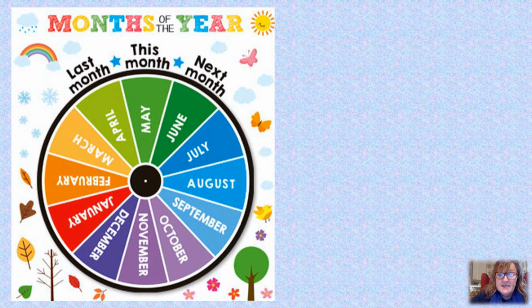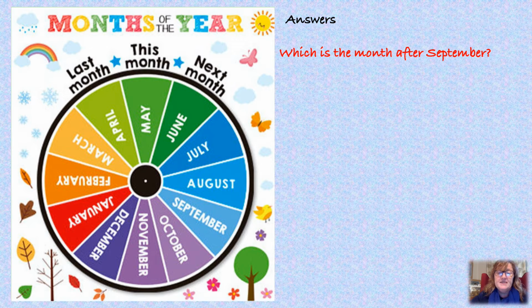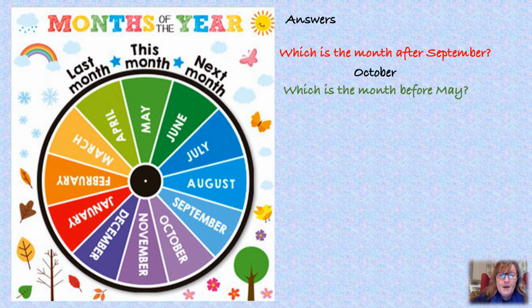Okay, you ready for the answers? Let's have a look then. So the first question, which is the month after September? If I find it on my chart, September, October. Which is the month before May? So we're in May now. So the month before May, last month was April.